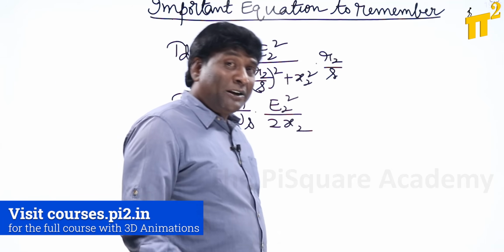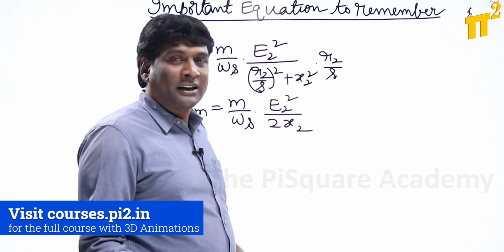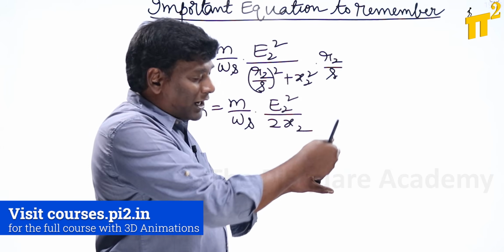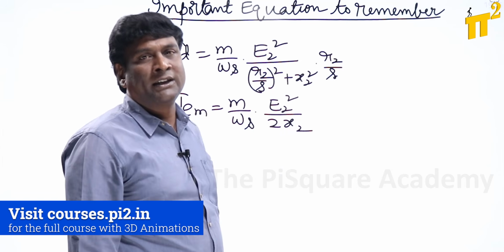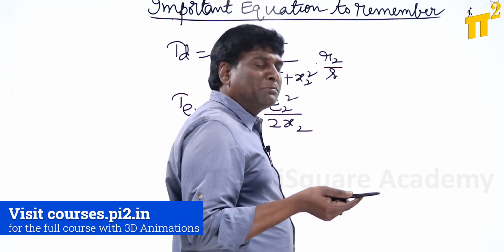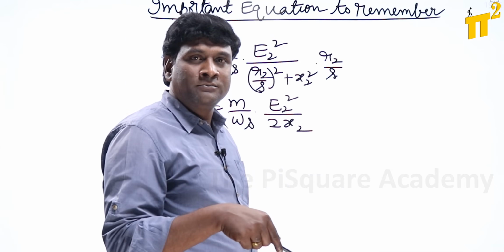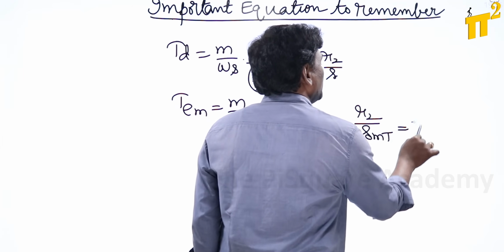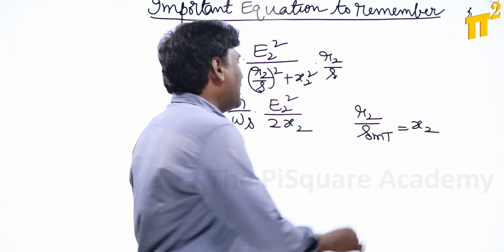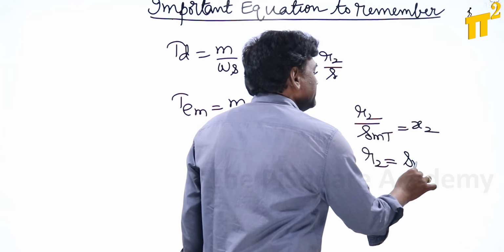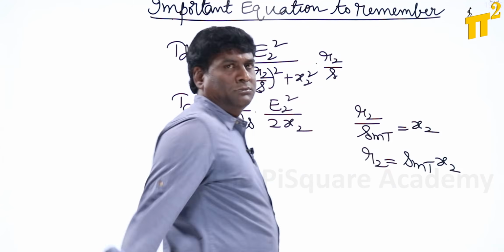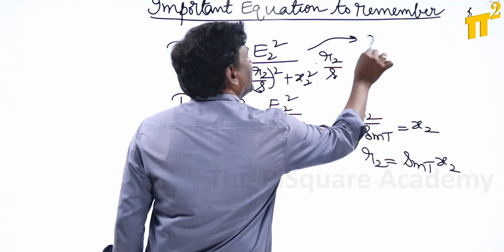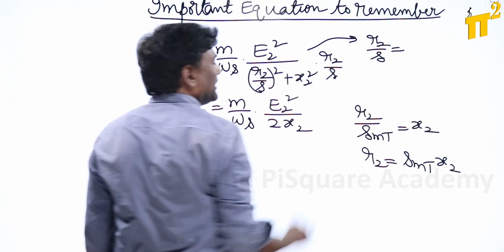Now, at what slip does the maximum torque occur? Here we have E2, x2, R2 by S. The magnitude of R2 by S should be equal to the magnitude of x2, such that maximum power will be absorbed by R2 by S, the maximum power condition. So at the maximum torque condition, R2 by Smt equals x2, or I can say R2 equals Smt into x2. Now, if I place it in place of R2, for example here, if I have R2 by S, what does it mean?